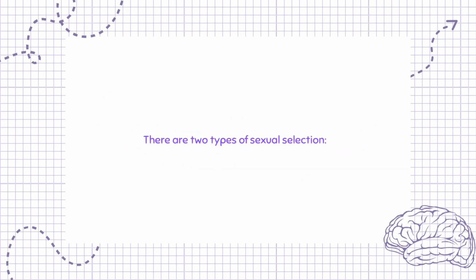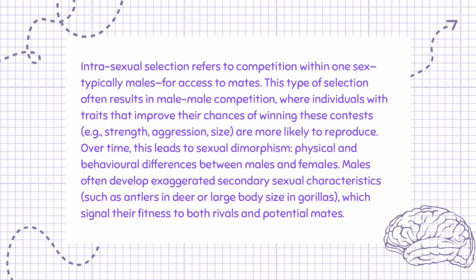There are two types of sexual selection. Intrasexual selection refers to competition within one sex, typically males, for access to mates. This type of selection often results in male-male competition, where individuals with traits that improve their chances of winning these contests, e.g., strength, aggression, size, are more likely to reproduce. Over time, this leads to sexual dimorphism, physical and behavioral differences between males and females.